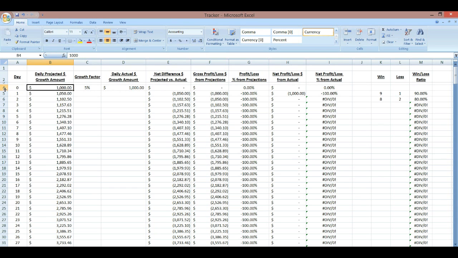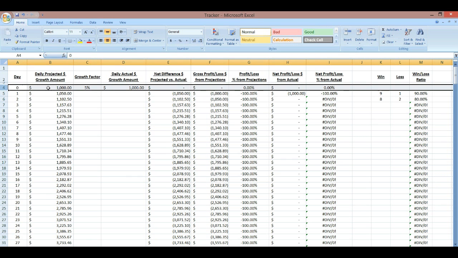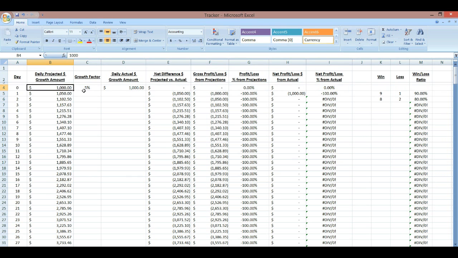So anyways, let's get started. Here we're at day 0. This is the day when you make your deposit. You're going to come in here and input that amount, whatever you started with. I started with $1,000, but you put down whatever you started with.